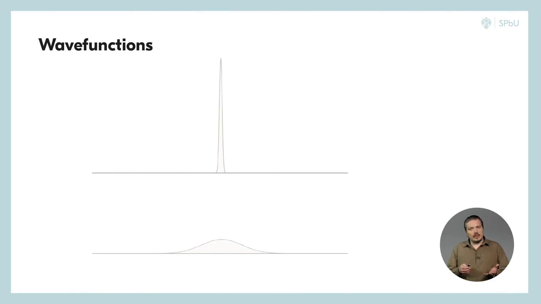Now let's return to wave functions. Both graphs here show some probability distributions for the particle to be detected somewhere in space. The upper graph is 0 almost everywhere in space except for a very small area around some point A, where it has a high sharp peak. This graph refers to a situation when we have good certainty about the particle position.